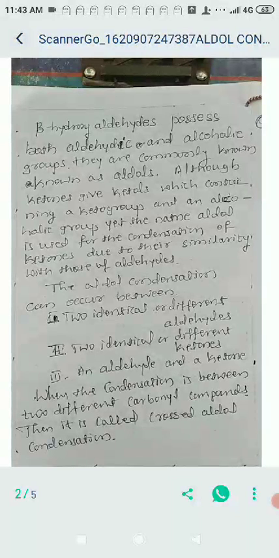The beta hydroxy aldehydes possess both aldehydic and alcoholic groups. They are commonly known as aldols. Although ketones give ketols, which contain a keto group and an alcohol group, yet the name aldol is used for condensation of ketones due to their similarity with those of aldehydes.